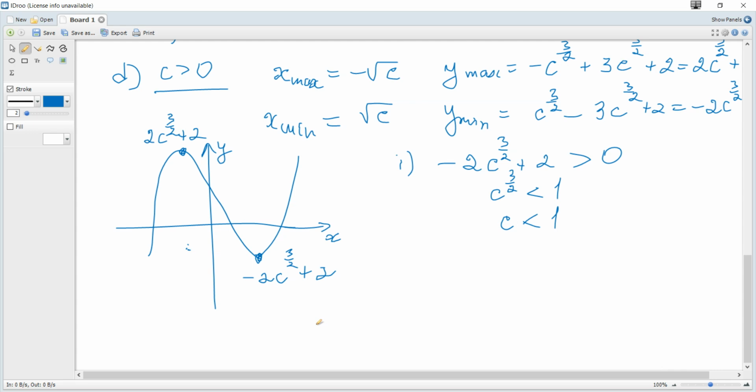x-axis intercepts, 2 marks. Exactly 2, again, in general, it may be like this, or like this, but since this value is always greater than 0, it's impossible. So the only possible situation is when the y value of the minimum is equal to 0. So it's negative 2 times c to the power 3 over 2 plus 2 is 0, and we can see that c is 1.